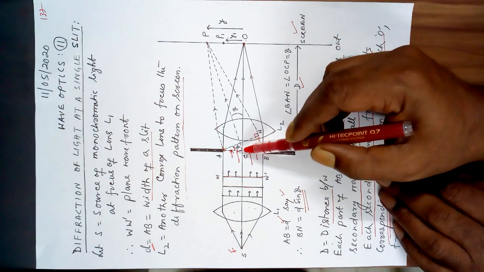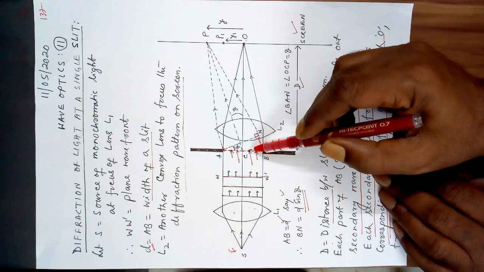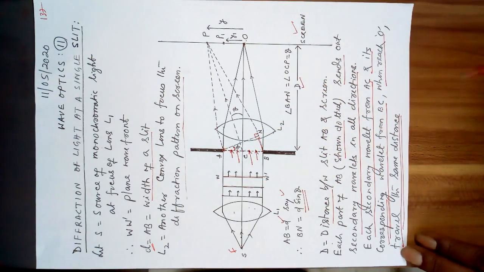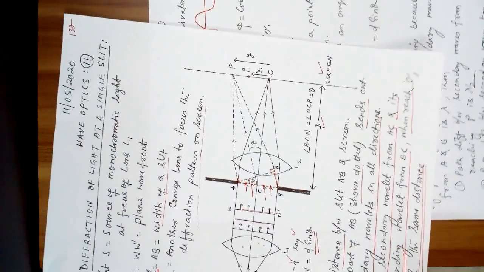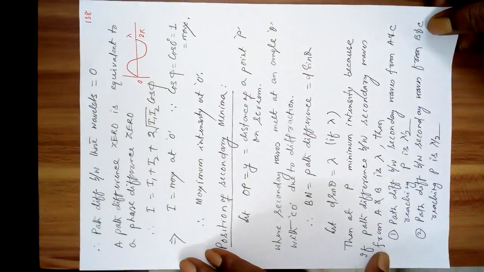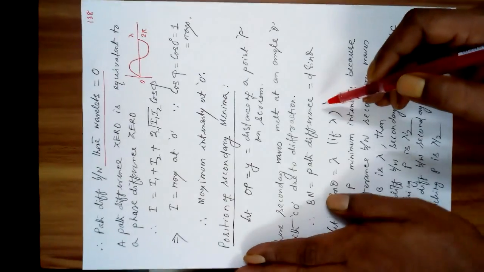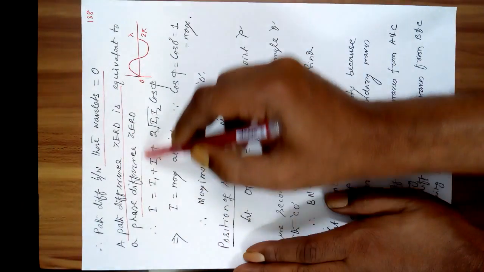So the disturbance from here arriving at O and the disturbance from here arriving at O will travel the same distance. That is what I have explained here. Since they are traveling the same distance, the path difference is 0. So the path difference between these wavelets is 0. A path difference of 0 is equivalent to a phase difference of 0.